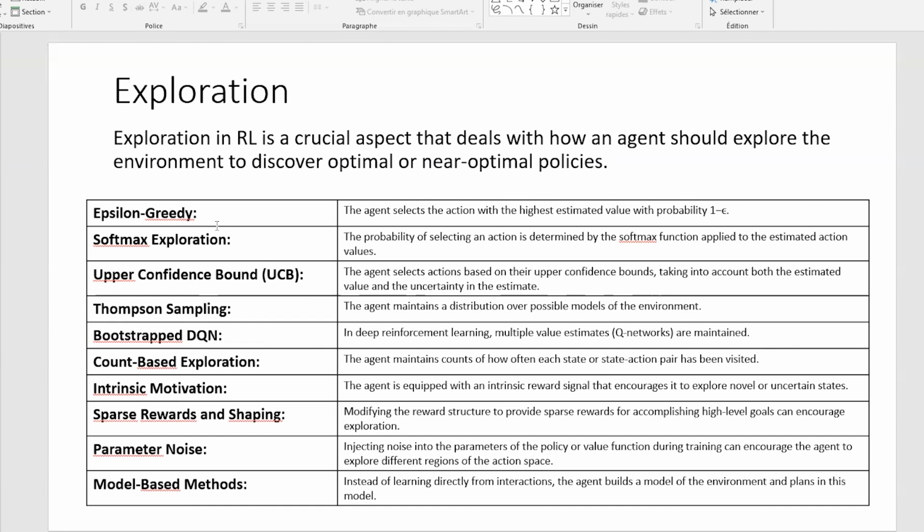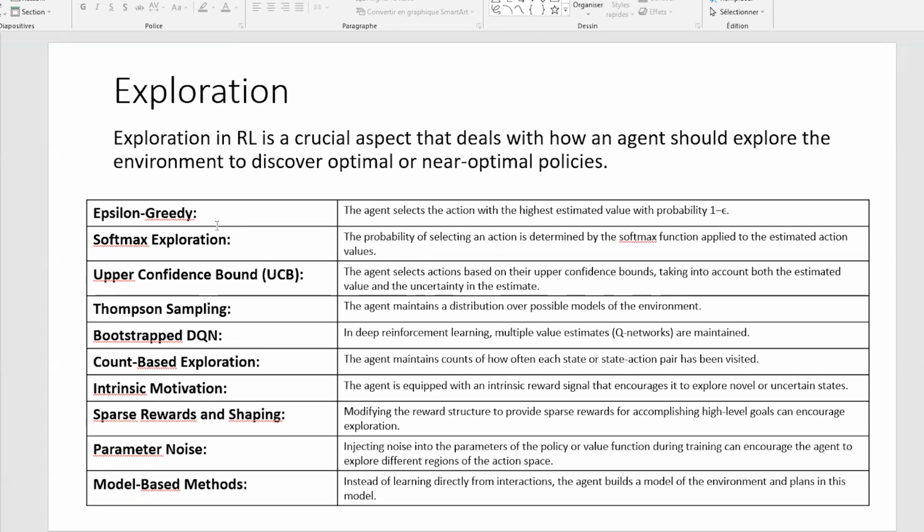Exploration in reinforcement learning is a crucial aspect that deals with how an agent should explore the environment to discover an optimal or near optimal policy. With epsilon greedy, the agent selects the action with the highest estimated value with a probability of 1 minus epsilon. For softmax exploration, the probability of selecting an action is determined by the softmax function applied to the estimated action value. For upper confidence bound, the agent selects actions based on their upper confidence bound, taking into account both the estimated value and the uncertainty in the estimate.